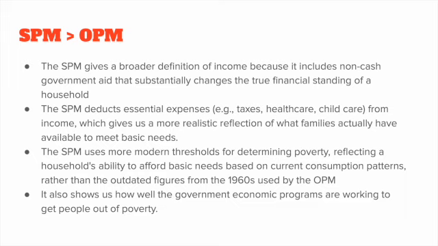What makes the SPM better than the OPM for measuring the monetary aspects of poverty, in our opinion, is that the SPM gives a broader definition of income, and this allows us to get a better understanding of what the true financial standing of a household is. It also deducts essential expenses that gives a realistic idea of what families are spending to meet their basic needs. Finally, the SPM creates more modern thresholds and understandings for determining poverty, and it allows us to understand how well the government economic programs are working to actually get people out of poverty.